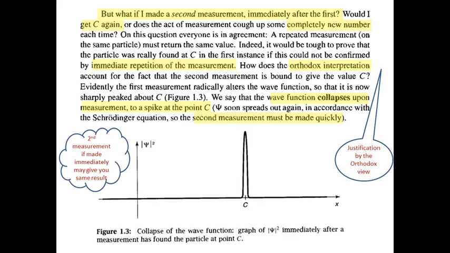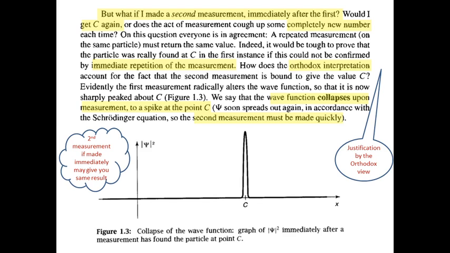In this case, if a measurement is repeated, then it may give the same value if and only if the measurement is done immediately on the system. Because a repeated measurement on the same particle must return the same value. Indeed, it would be tough to prove that the particle was really found at C in the first instance if this could not be confirmed by immediate repetition. If we immediately do the second measurement and get a different result, then our first result was also doubtful. So the immediate measurement should give you the same result.